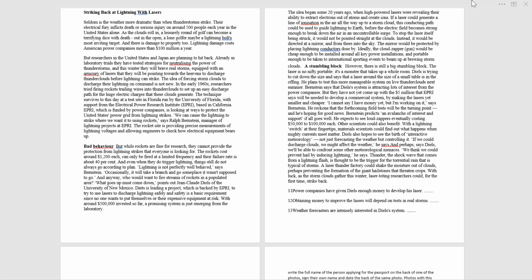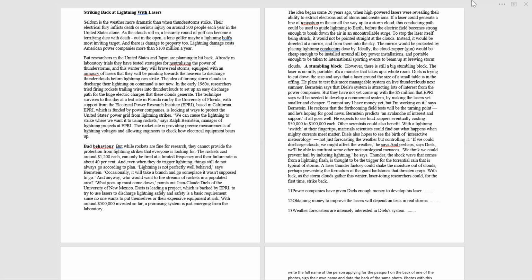Okay, so this is 5 minutes. You see, the power companies have given Dial enough money to develop his laser. "I cannot say I have money yet, but I am working on it." Whose words are these? Dial's, right? He's trying to cut down the size, but he does not have enough money with him, but he's working on it. So the answer will be no, they have not.